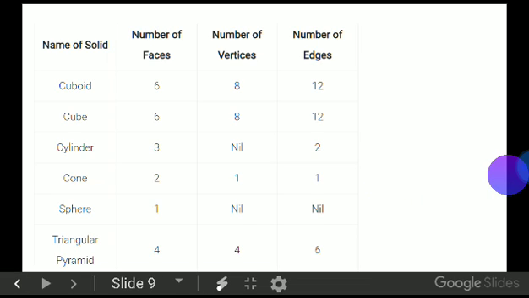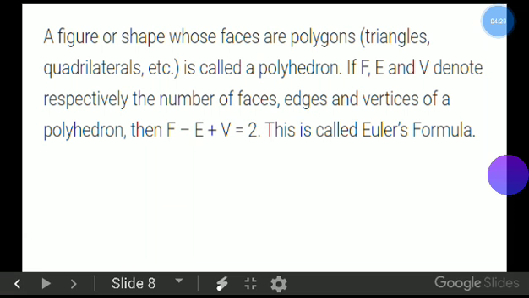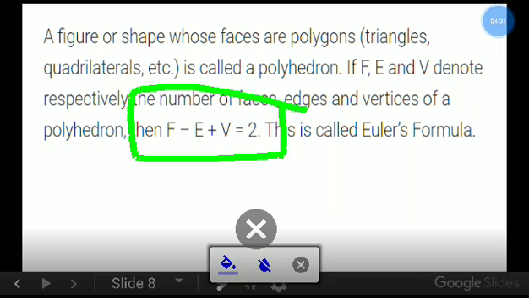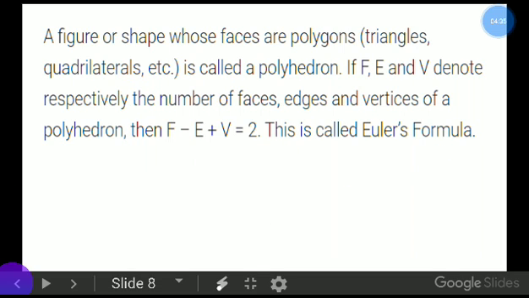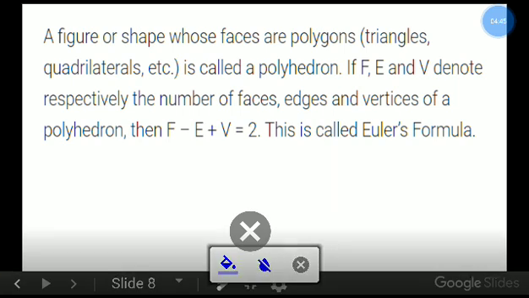Basically, in this whole chapter the key point is how we can use Euler's formula, which is F minus E plus V equals 2. Always try to keep in mind this formula. It will be helpful in finding edges or vertices or faces. Whenever 2 variables are given and you need to find the one variable, you can easily find it by using this Euler formula.